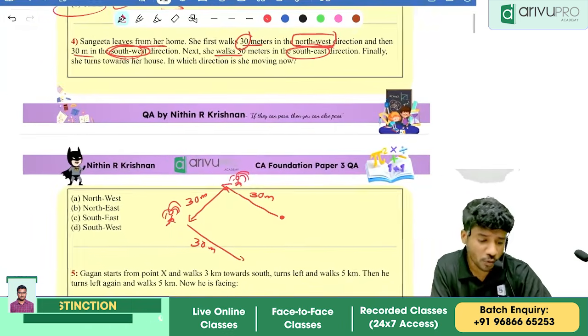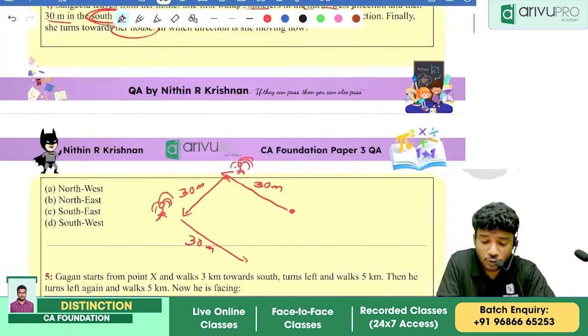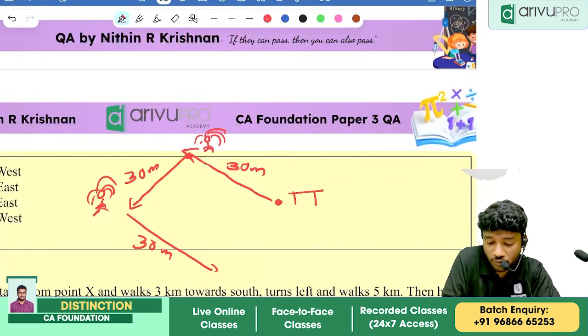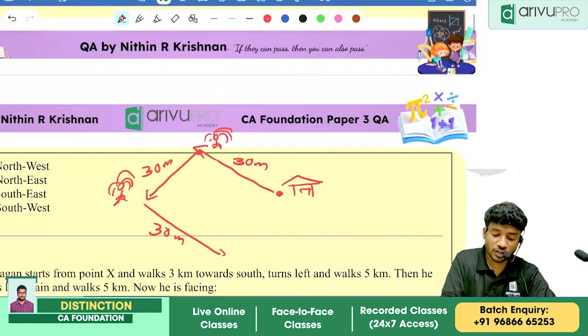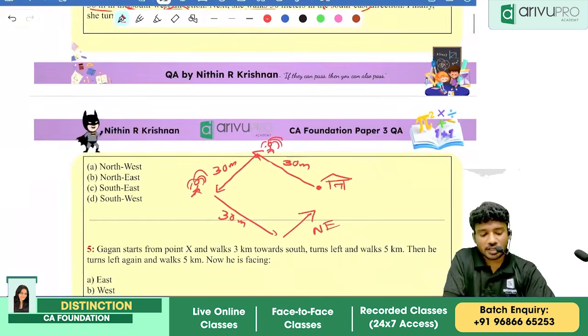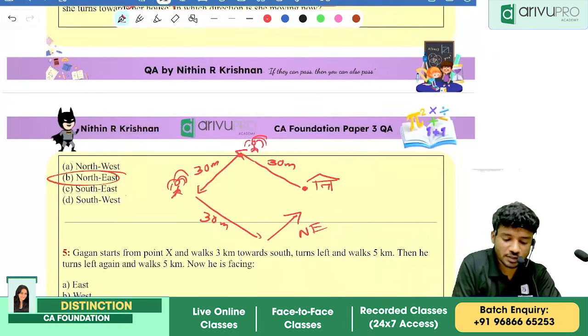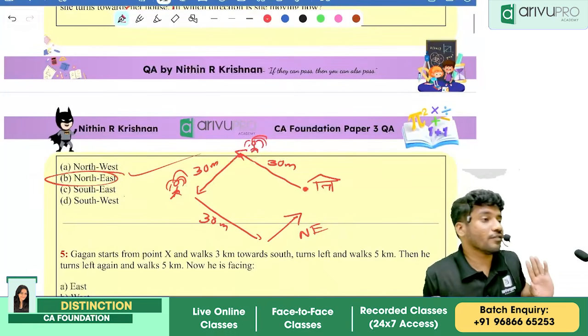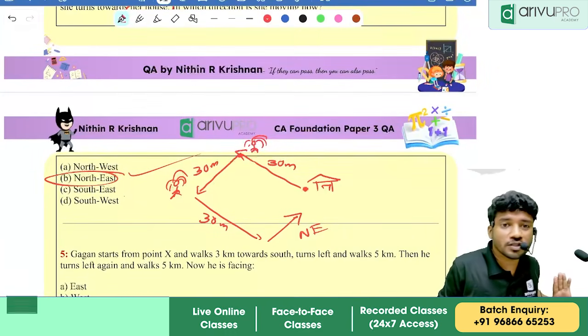Now the question is what? Finally she turns towards her house. They told the house was somewhere over here. Correct? Now she should go in which direction, people? Northeast direction she should go. So the answer is what? Option B. Everyone understood? Understood the drawing method?